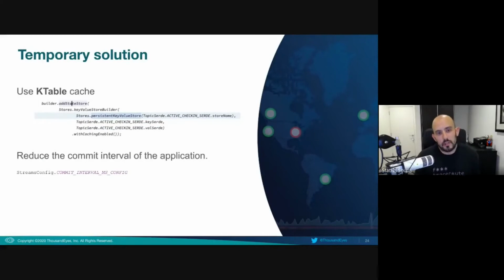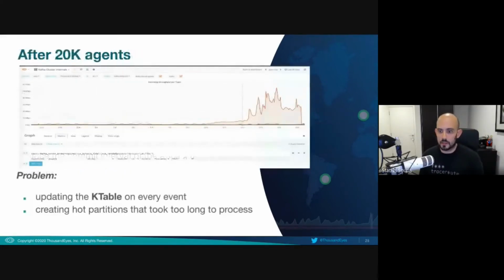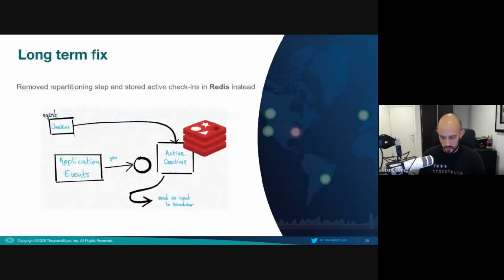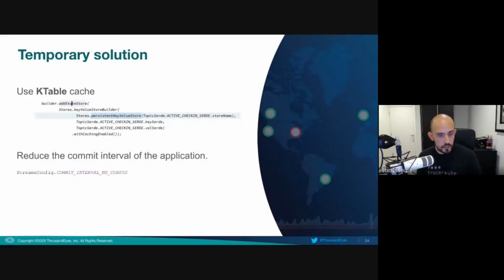As a first temporary solution, we noticed that we weren't creating our KTable properly, so we needed to enable the caching mechanism in the KTable and also increase the commit interval. That is the interval at which Kafka Streams commits its internal state into Kafka, so it doesn't try to go to Kafka all the time and produce so many bytes into the network. This worked for us, but again, we weren't super happy.